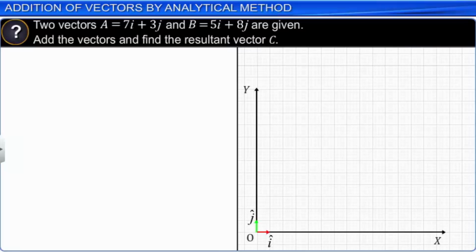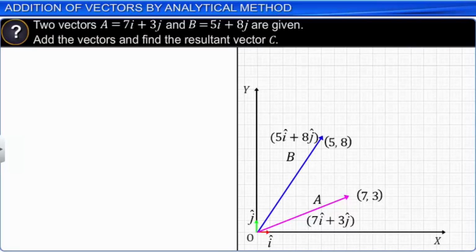Join this point with O with a straight line. Draw an arrowhead at the end of this line. This line with the arrowhead represents vector A. Similarly, represent vector B by joining the origin O to point 5, 8. Complete the parallelogram by drawing parallel lines from the arrowheads. Draw the diagonal passing through O. Display an arrowhead at the end of this diagonal. This diagonal represents the required resultant vector C.